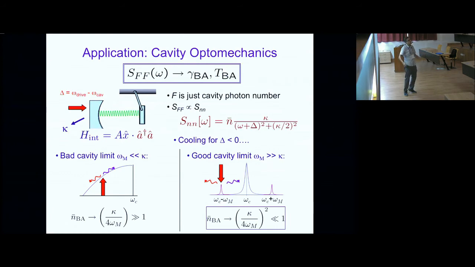Again, it's the same cavity in both cases. What temperature does the mechanics see? What thermal occupancy can it reach in the two cases? It depends on its frequency. In one case, it looks pretty hot. In the other case, it looks really cold. So again, this is my exhibit A in defense of the notion of a frequency-dependent effective temperature.